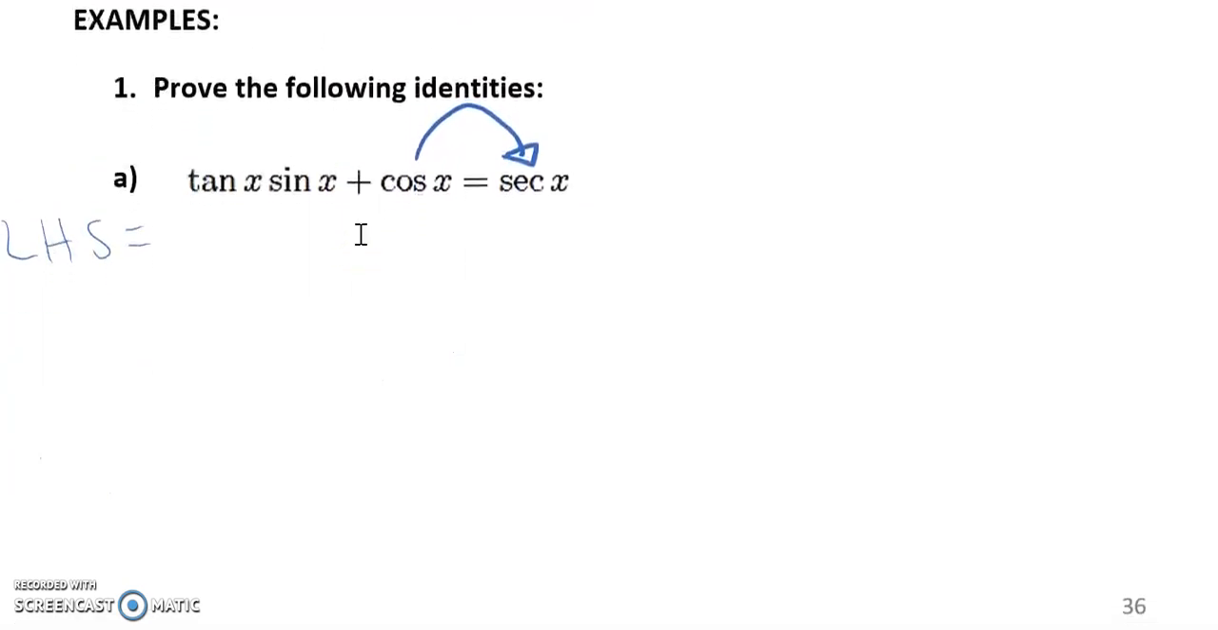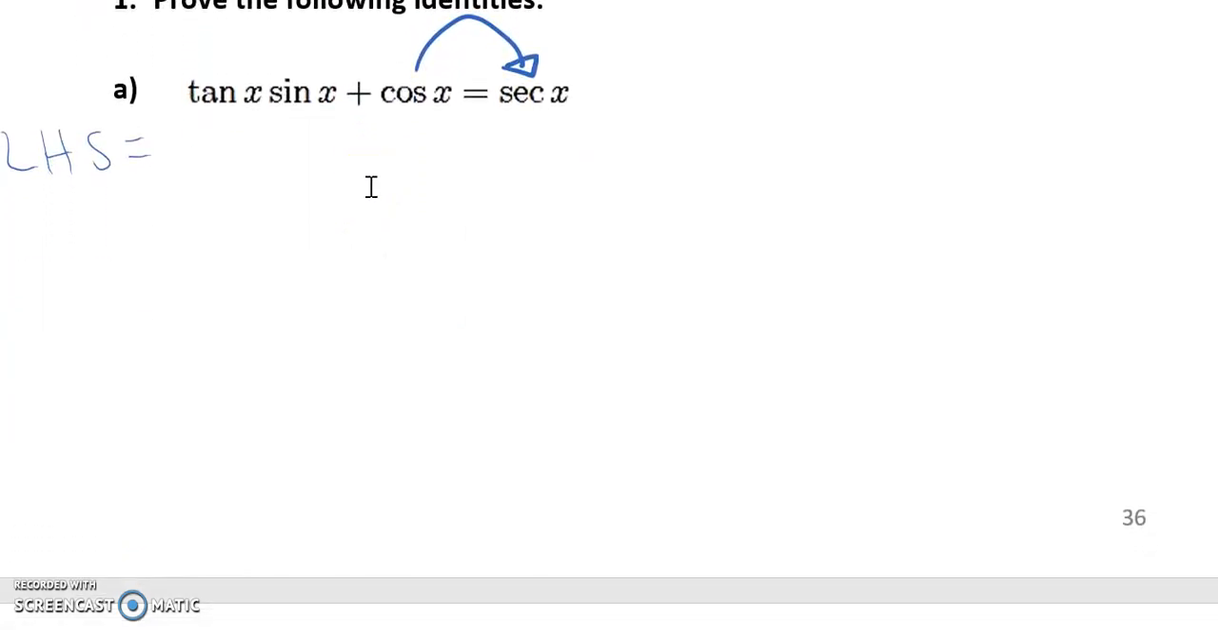First example here, we're asked to prove the identities. Okay, so what our goal is to do is to take what is on the left-hand side of the trig equation and transform it to what's on the right. So in this one here, where I've got tan x sine x plus cos x, what I want to do is I want to write this in a different way. So instead of tan x, I'm going to write sine x over cos x, because that's another way to write tan x, multiplied by sine x plus cos x.